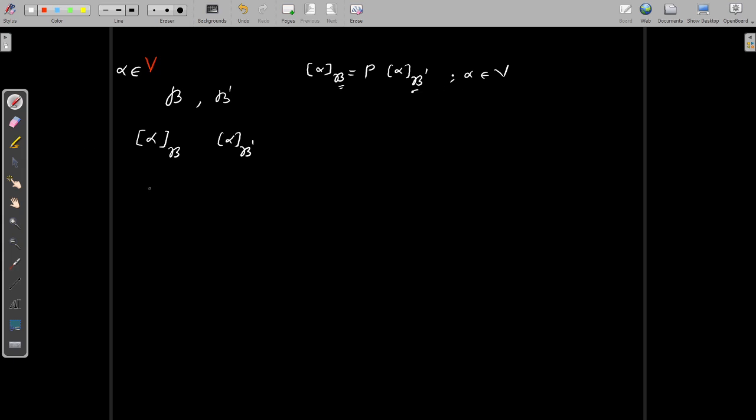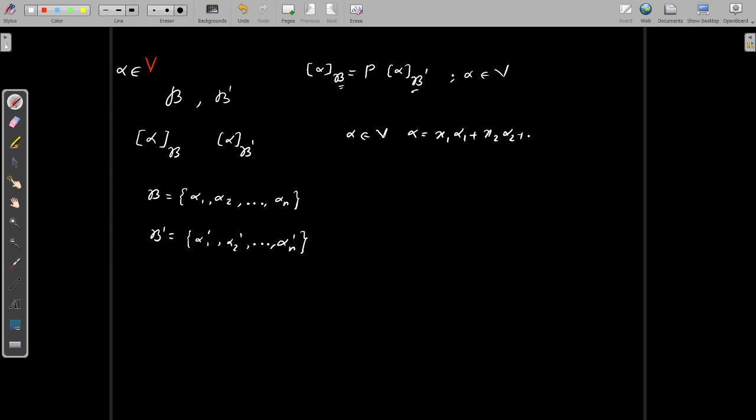So in order to prove that, we assume B is equal to alpha 1, alpha 2, etc. alpha n, a basis for V, and B prime is another basis, alpha 1 prime, alpha 2 prime, etc. alpha n prime. Now, if alpha is an element of V, this alpha can be written as x1 alpha 1 plus x2 alpha 2 plus etc. xn alpha n. Any element of V can be written as a linear combination of elements of the basis vectors.